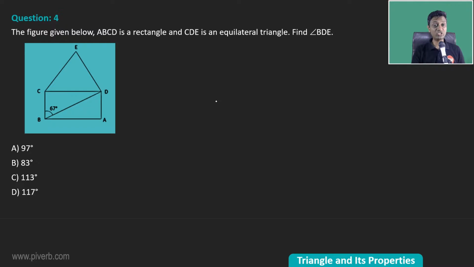Figure given below, ABCD is a rectangle and CDE is an equilateral triangle. Find angle BDE. In these questions, I'm going to mark whatever I know. I'm going to take that approach. I want to find angles.